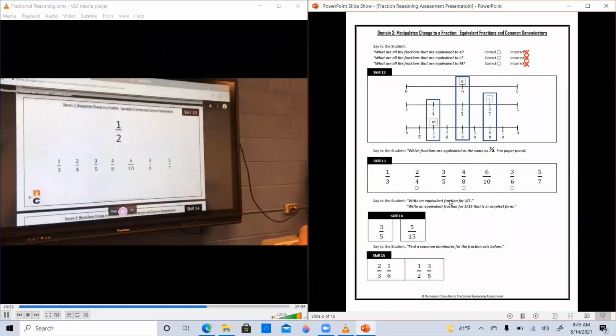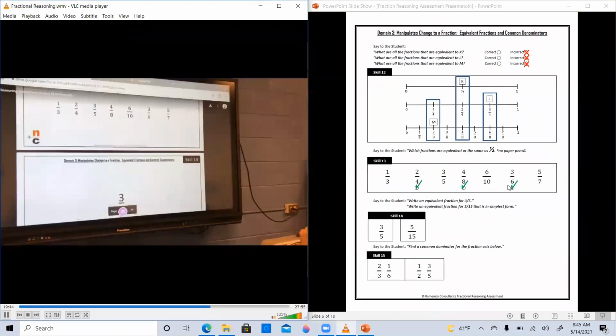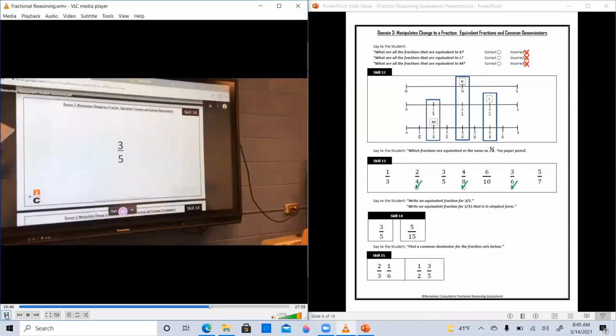Okay. Which fractions below are equivalent or the same as 1/2? 2/4. Okay. 4/8. 3/6. Okay, perfect. Is that it? I'm going to go from the beginning now. So 2/4 so far. 4/8. 3/6, and that's all. Good. Because 3 is half of 6, 2 is half of 4.